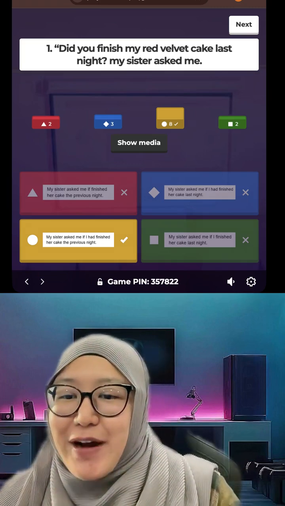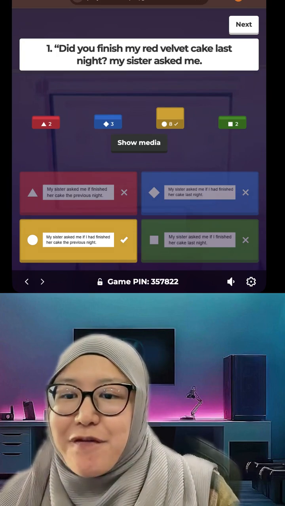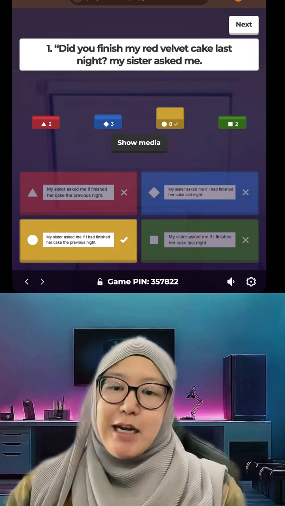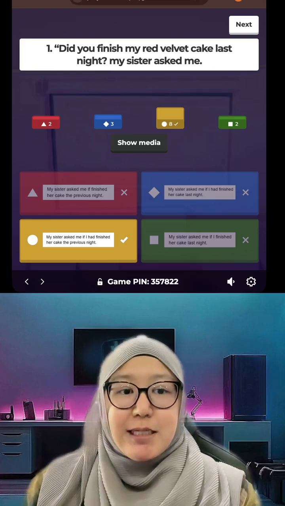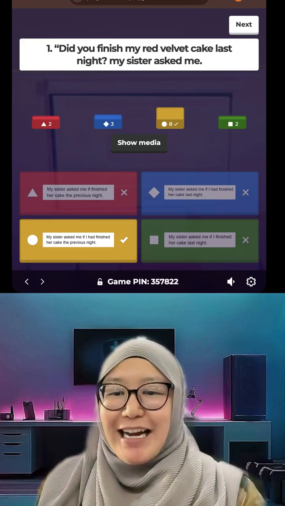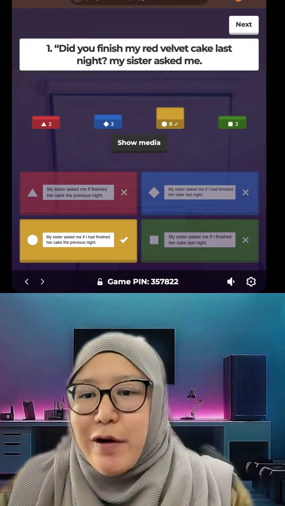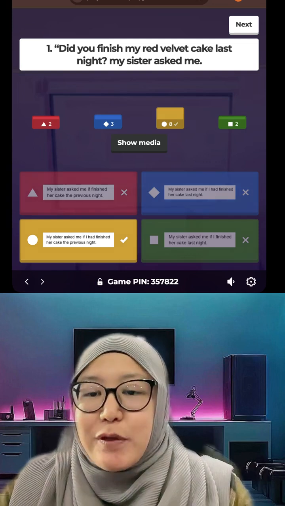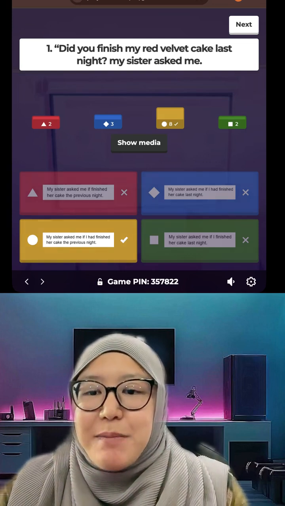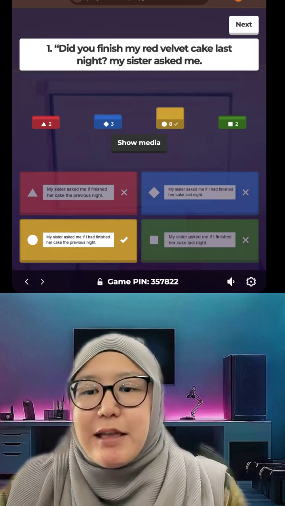So who answered red? My sister asked me if finish her cake the previous night. So this one is missing the subject, I. So where is the I? I just think that you accidentally clicked on the red button. Okay, so the correct one is: my sister asked me if I had finished her cake the previous night.